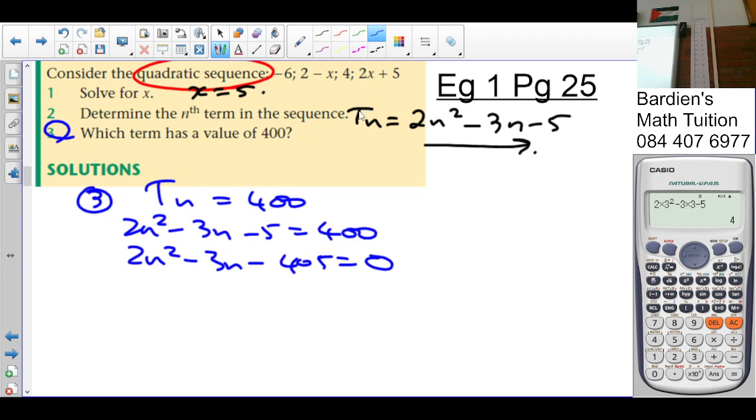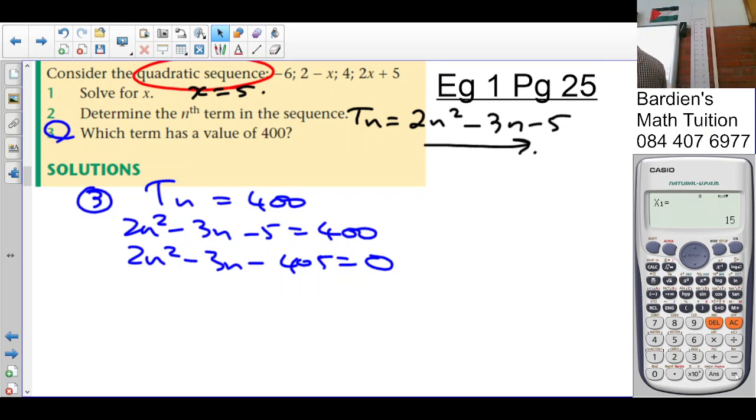It's a quadratic equation, and there are two things I can do here. Either use the quadratic formula, or I can use this calculator. There's a nice program on here that allows you to solve the quadratic. Otherwise, you can use factorization, but that will take you further away from everything else. So let's go with mode. The mode equation is number 3 for quadratic, so it's 2, negative 3, and negative 405.